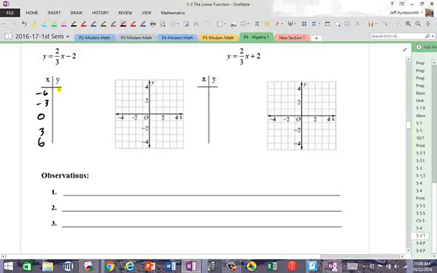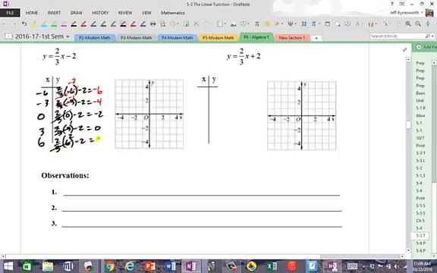So here we go. 2 thirds times negative 6 minus 2 this time. Well, here's the arithmetic. Divide first. So negative 6 divided by 3 is negative 2, times 2 is negative 4. Negative 4 minus 2 is negative 6. Next point, negative 3, 2 thirds times negative 3 minus 2. Divide first to get negative 1, times 2 is negative 2, minus 2 more is negative 4. 2 thirds times 0 minus 2, that's 0 minus 2 is negative 2. 2 thirds times 3 minus 2, 3 into 3 is 1, times 2 is 2, 2 minus 2 is 0. And last one, 2 thirds times 6 minus 2, I divide, 6 divided by 3 is 2, times 2 is 4, minus 2 is 2.